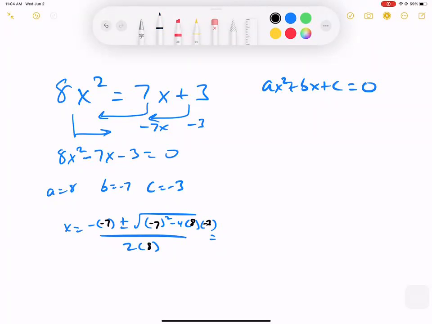Right. So this looks pretty crazy, but again remember, take some time and just do the inside of the square root on the side. Negative 7 times negative 7 is positive 49. 4 times 8 is 32. 32 times 3 is 90, 102.